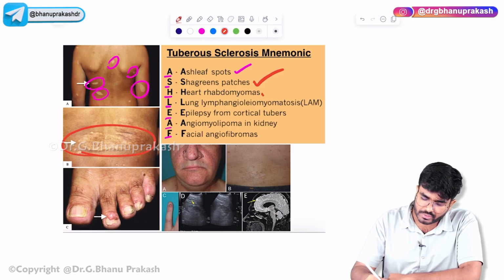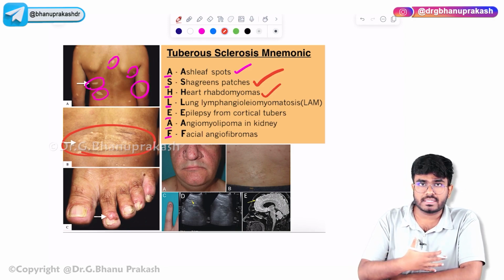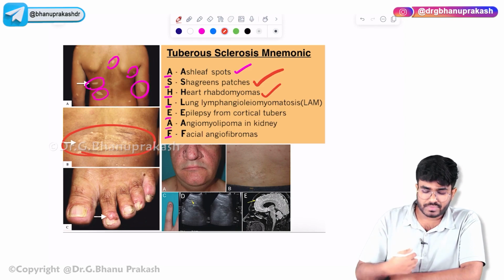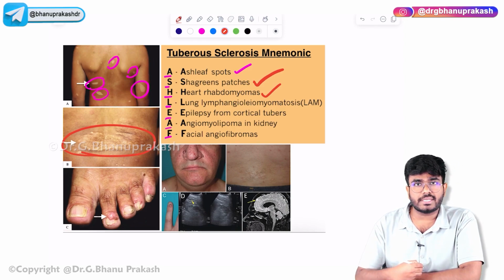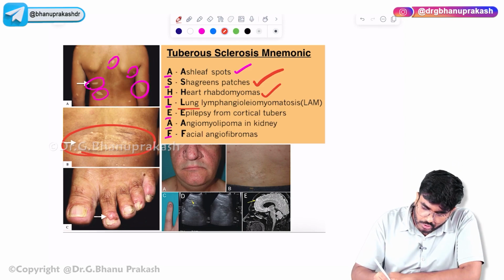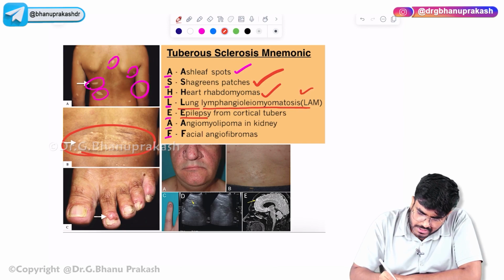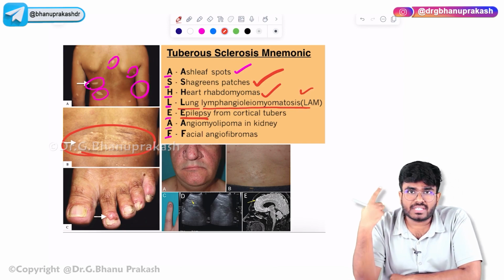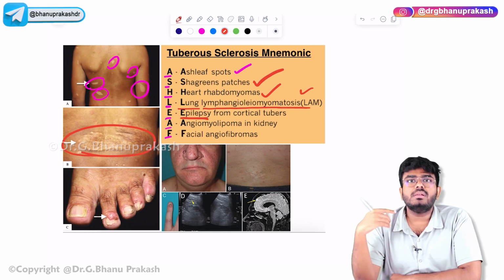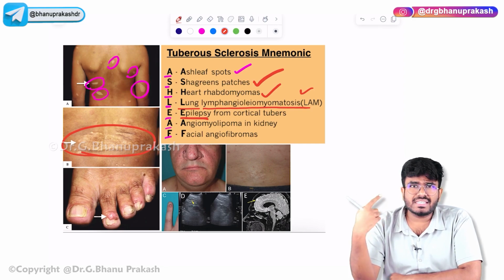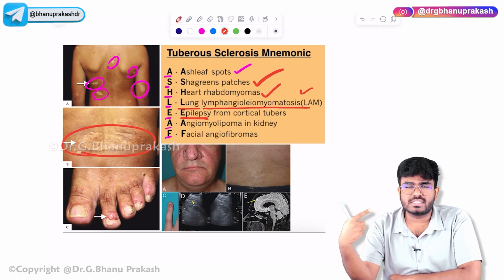In the heart, they are going to have tumors called cardiac rhabdomyomas. It's a tumor of the muscle. Okay, cardiac rhabdomyomas are going to be seen. Now in the lung, you are going to see lymphangioleiomyomatosis. They can have epilepsy. So in these patients, they can have epilepsy. What exactly is epilepsy? It's seizures, continuous seizures, multiple seizures are coming.